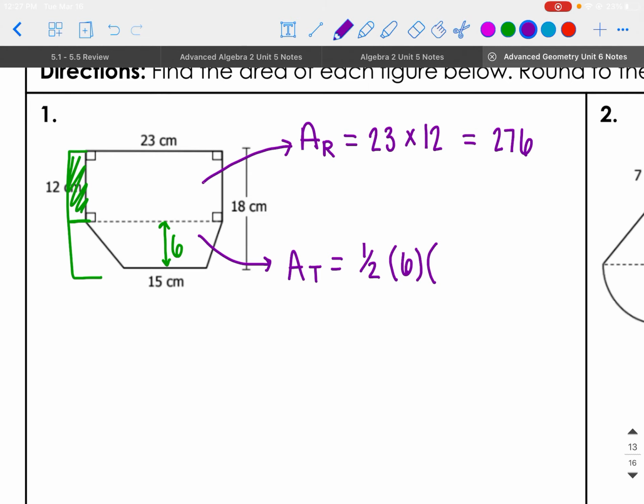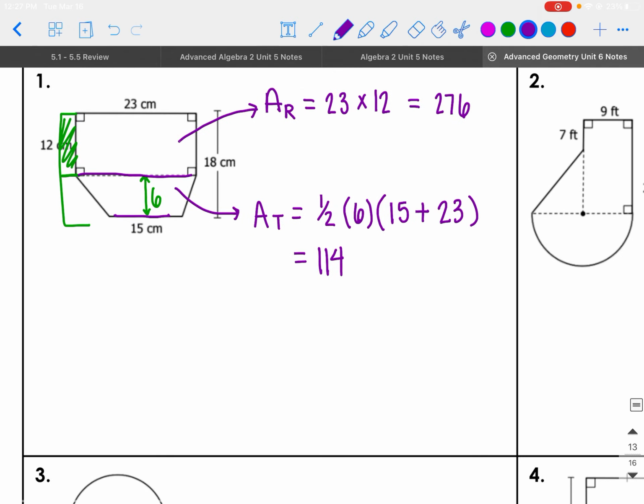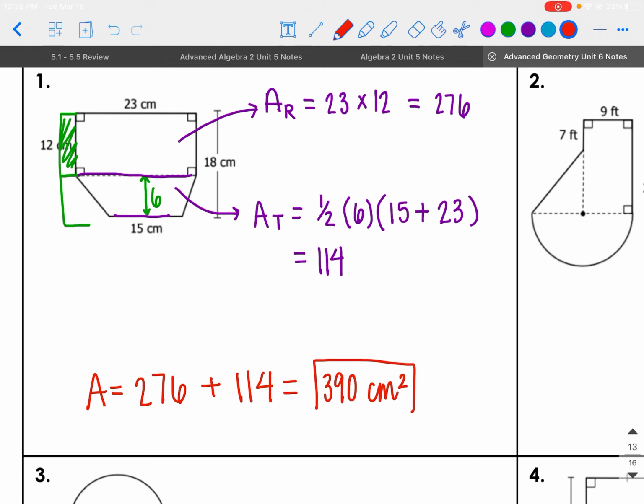Okay. And then we have, so it's half times height times base 1 plus base 2, 23. So 15 plus 23. And that is 114. So the area of the figure is 276 plus 114, which is 390 centimeters squared.